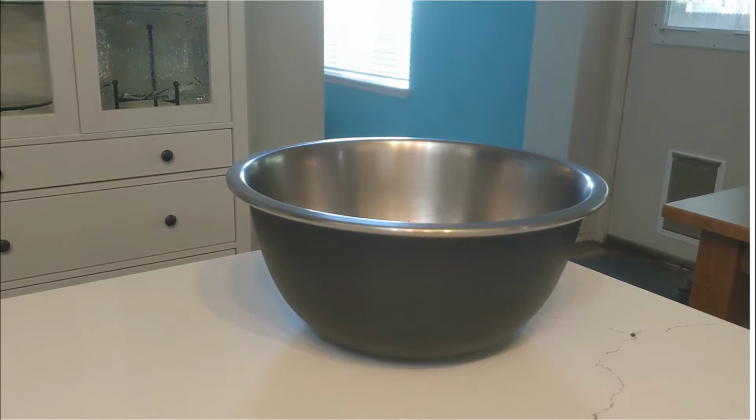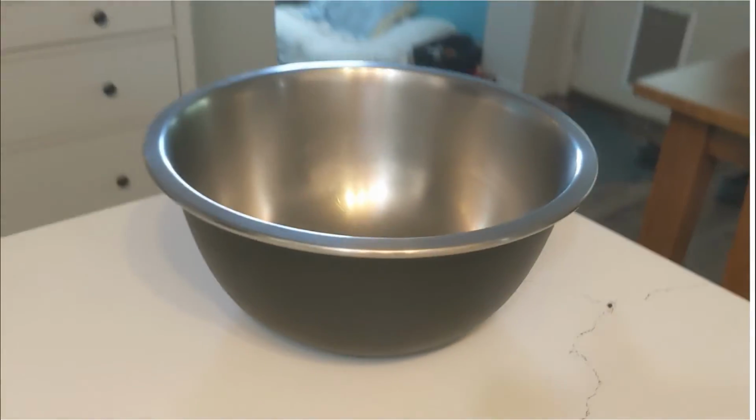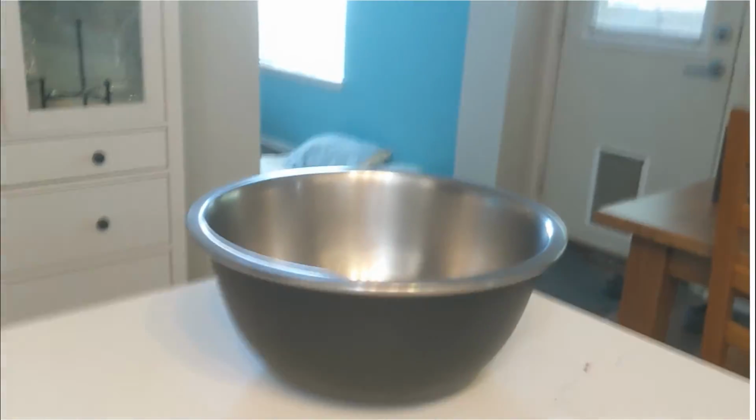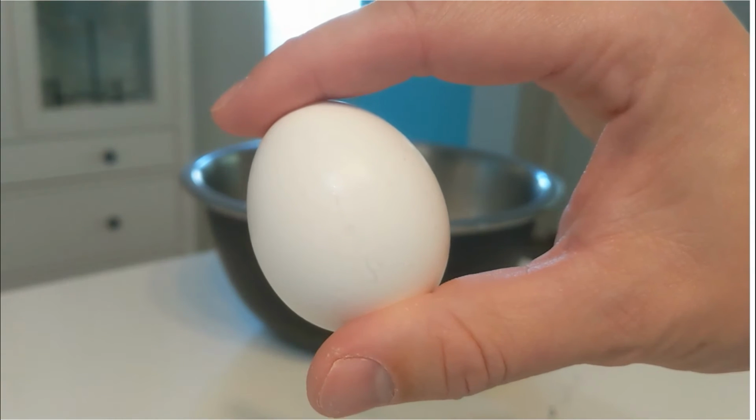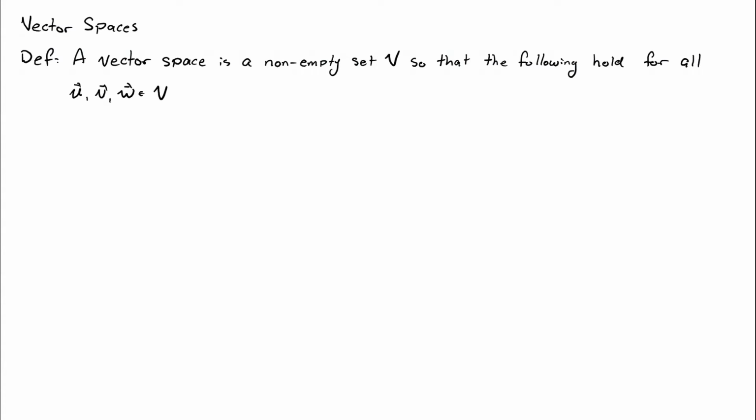Cookie ingredients is a good motivation for this, but is actually a terrible analogy for several reasons. The biggest is the scalar multiple being negative. It's moderately difficult to add -1 egg to a recipe. Here's a definition. A vector space is a non-empty set V so that the following hold for all u, v, w, and scalars a and b.